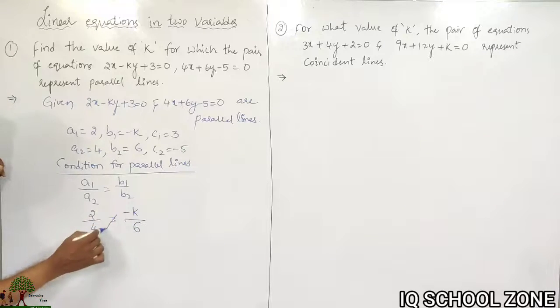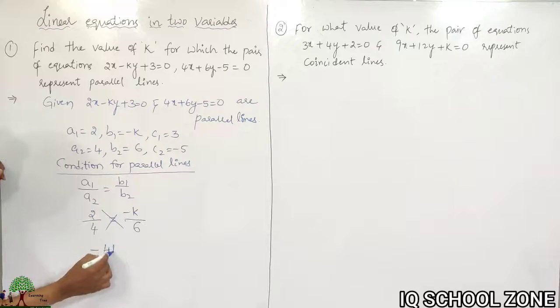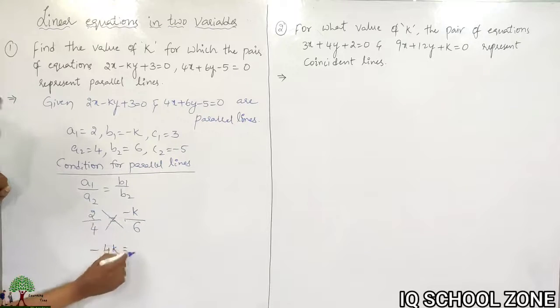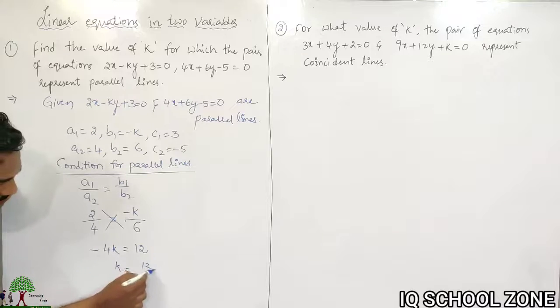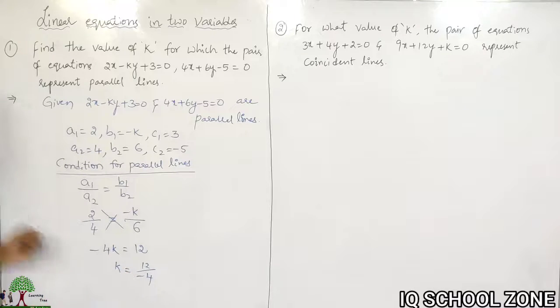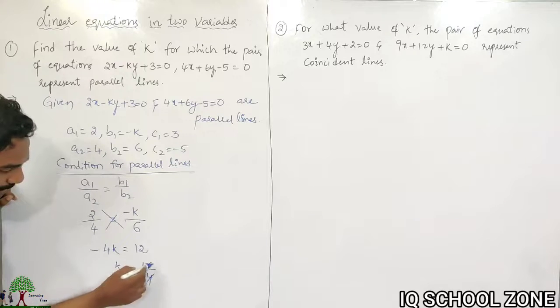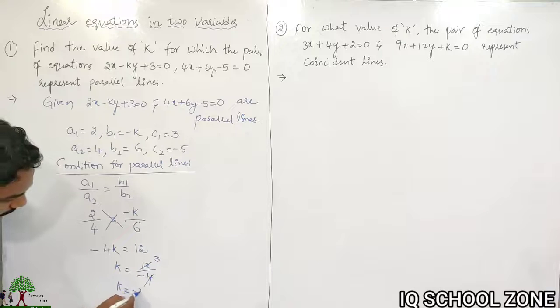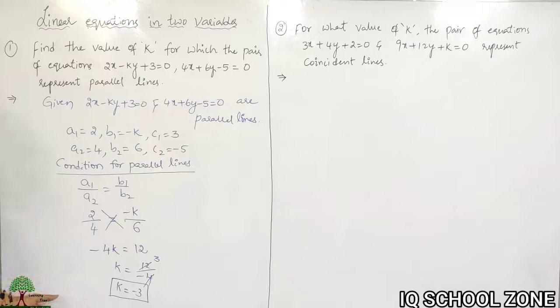So let us do cross multiplication here. 4 into k is 4k, minus k into 4 is minus 4k. 2 sixes are 12. Now k is equal to 12 divided by minus 4. 4 threes are 12, so the k value is minus 3.